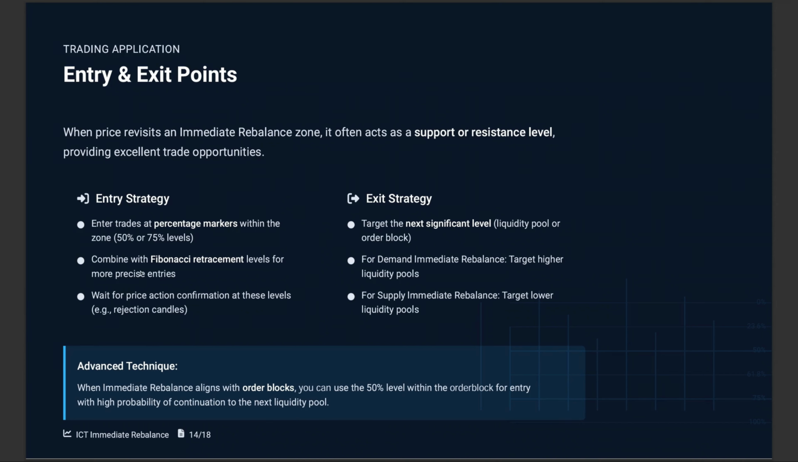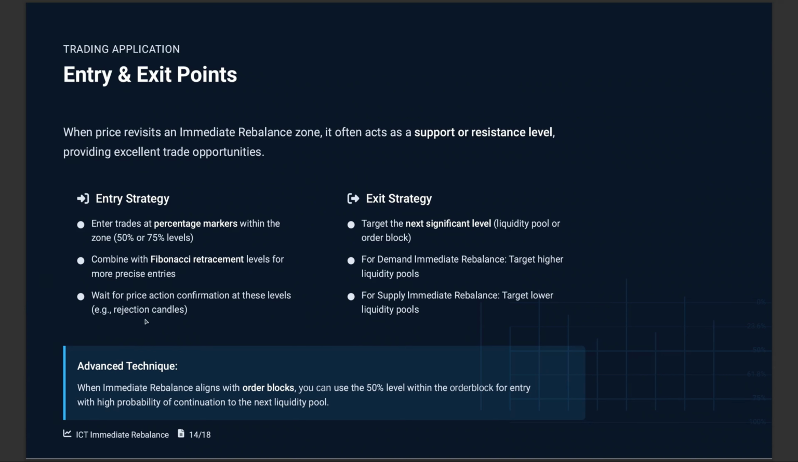Next is you can combine the Fibonacci retracement levels for more precise entries. So if you find an immediate rebalance, you can actually pair it with a Fibonacci retracement level. So just like a quick example would be, let's just say you draw your fib from a low to a high and you're in a bullish trend, and you happen to find an immediate rebalance under the 50% level. So just look for buys under the 50% near that immediate rebalance.